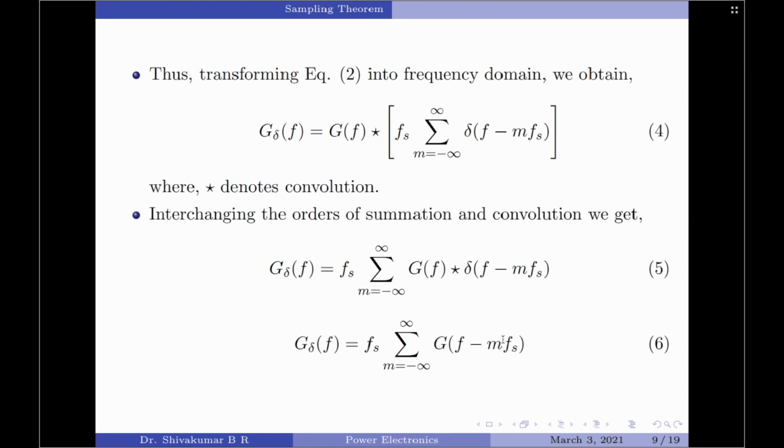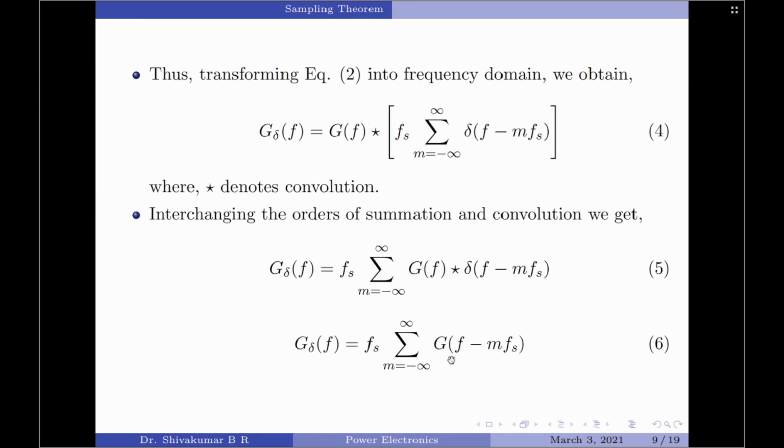In other words, the process of uniformly sampling a signal in the time domain results in a periodic spectrum in the frequency domain with a period equal to the sampling rate, which is here represented by Fs. Therefore, G delta of f represents a periodic extension of the original signal G of f.